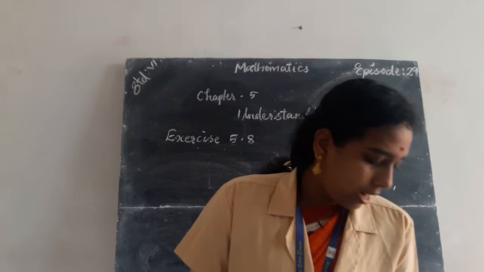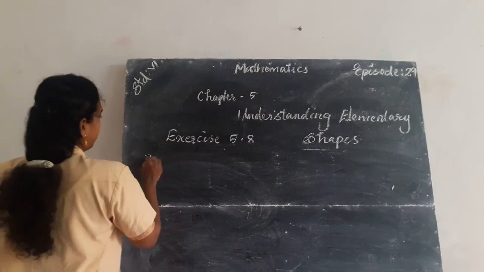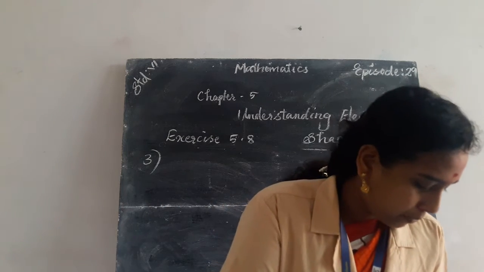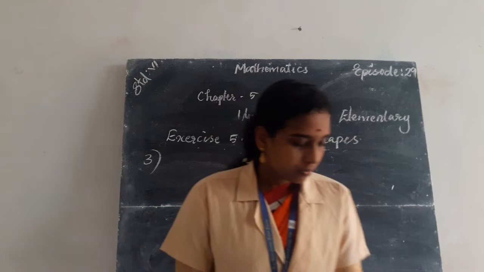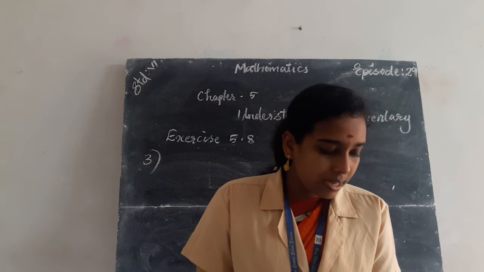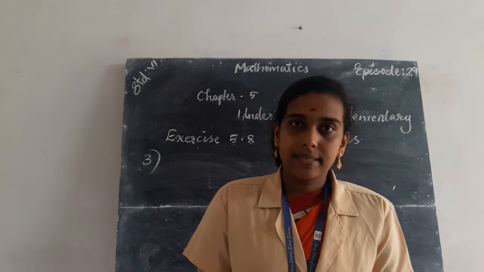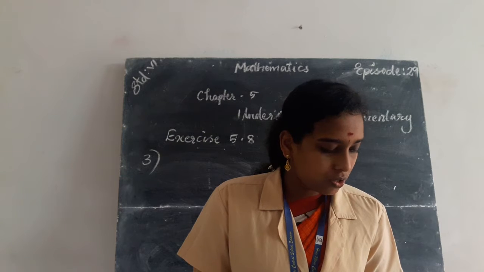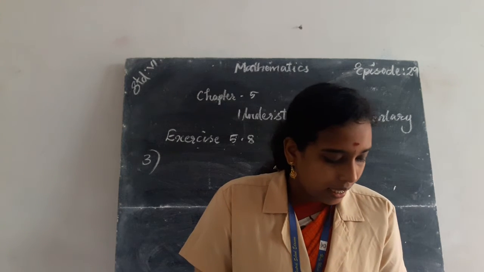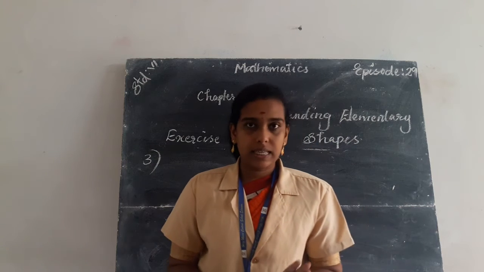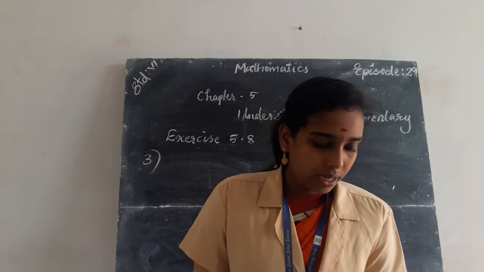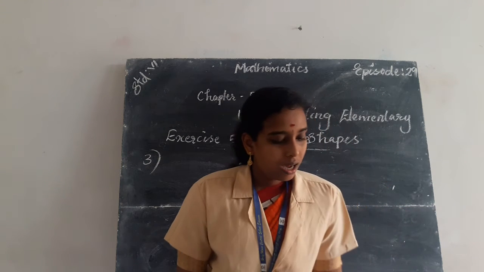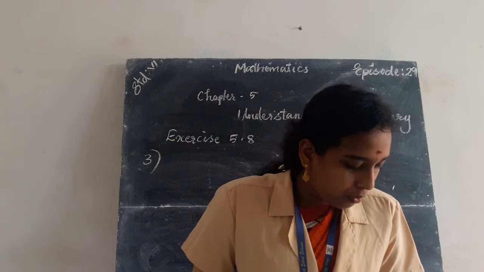Okay, then next question. Question number 3 in exercise 5.8. It's also based on polygons. The question is: draw a rough sketch of a regular hexagon. We know that a polygon with 6 sides is called a hexagon. Then connect any 3 of its vertices and draw a triangle. Identify the type of triangle you have drawn.